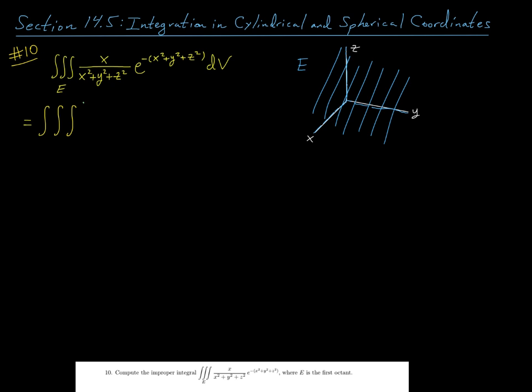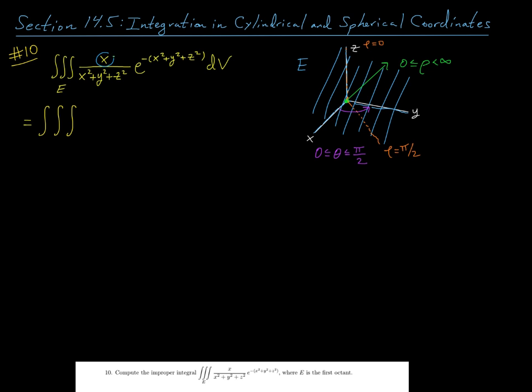So let's go ahead and set this up as an iterated integral in spherical coordinates, and to do so we need to describe the first octant in spherical coordinates. So if you imagine fixing an angle phi and an angle theta, our radial distance rho will vary from 0 to infinity. Then for phi, that's going to have to vary from 0 when we're on the positive z-axis to pi over 2 when we're in the xy plane. And finally, theta will need to vary from 0 to pi over 2.